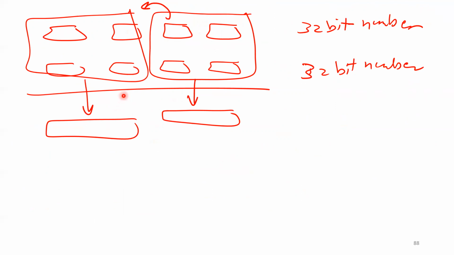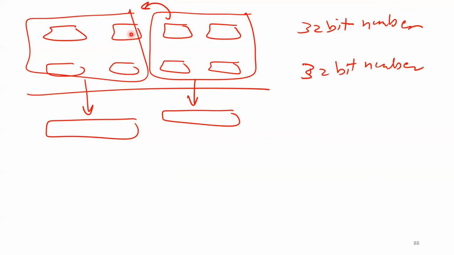Can we? Will the result be correct? The answer is no, the result is not going to be correct. Why? Because maybe there is a carry resulting here, and you just ignored this carry.